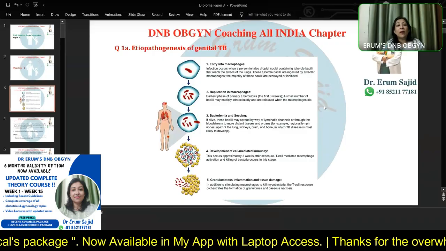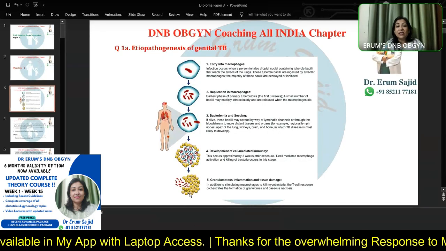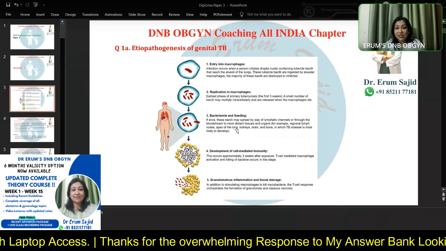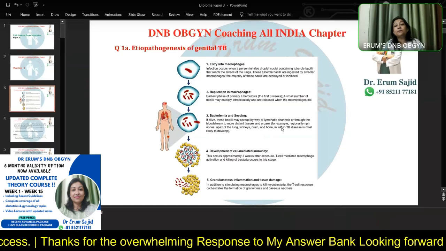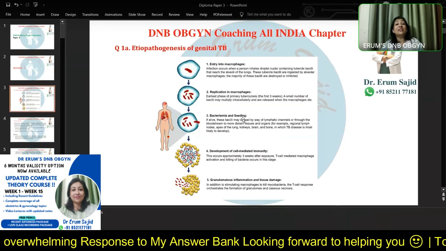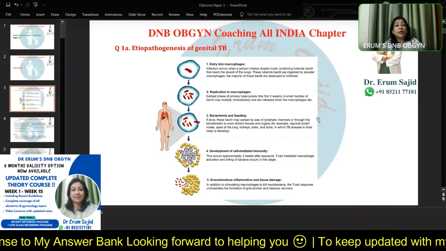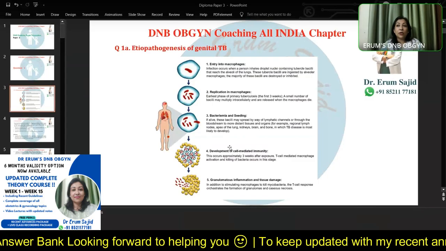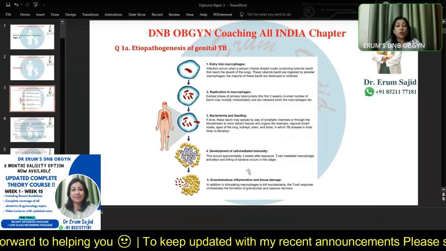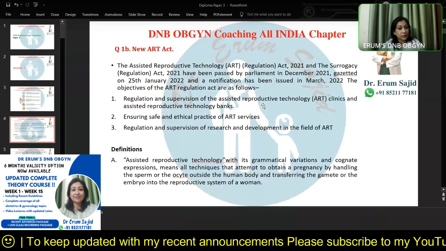This is how the etiopathogenesis of genital TB starts taking place. And this is not only for genital TB. Anywhere this TB goes, wherever the tubercle bacilli go into any distant space, this is what happens over there. The T cell mediated immunity starts mounting a response and starts killing the bacteria, and also starts forming a granuloma on the way. All right.